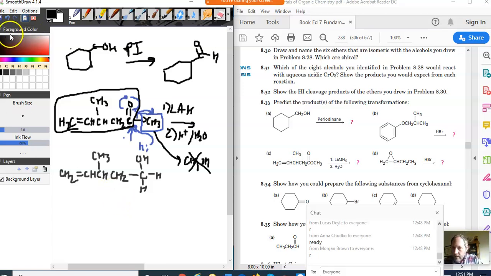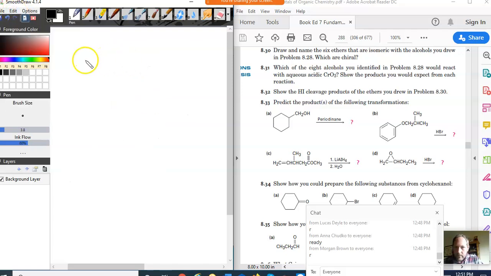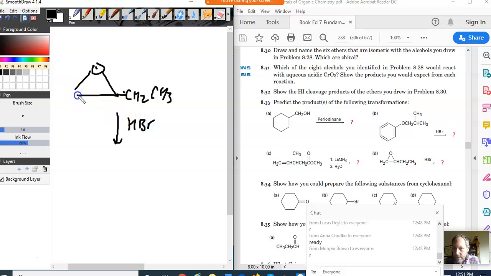Okay, if there are no questions, I'm going to erase that, and then I'll go over D, kind of a more challenging one. So we have an epoxide, and then CH2, CH3, and you're adding HBr. If you think about the mechanism with the alcohol, prior to this I went over that whole mechanism where you protonate the alcohol and it leaves as water, and then the bromine comes in. This is kind of the same thing here.